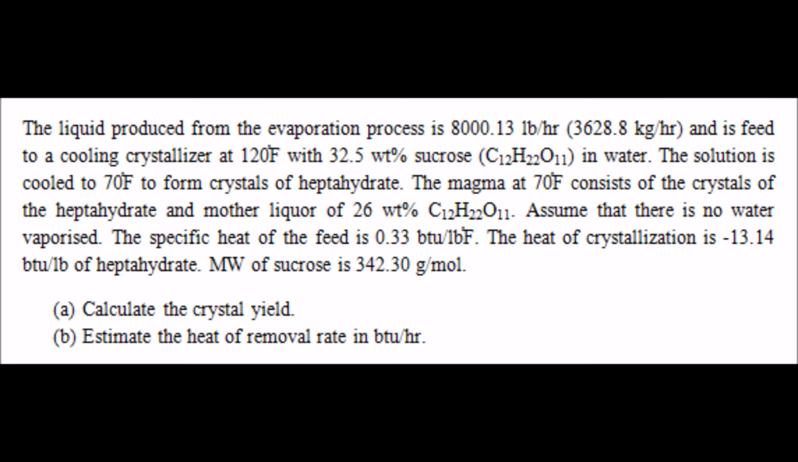The heat of crystallization is negative 13.14 British thermal unit per pound of heptahydrate. Calculate the crystal yield and estimate the heat removal rate in British thermal unit per hour.